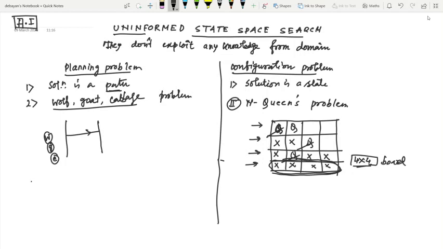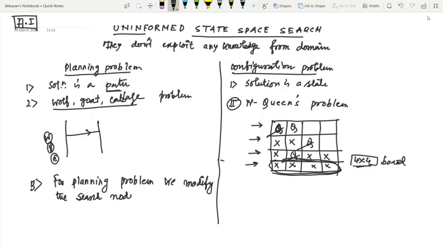So what is the meaning? For the planning problem, we modify the search node such that it can store the entire path information.